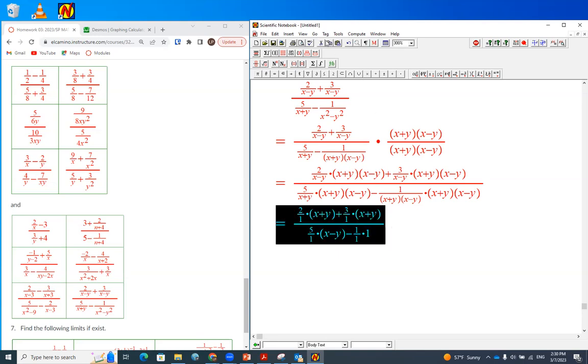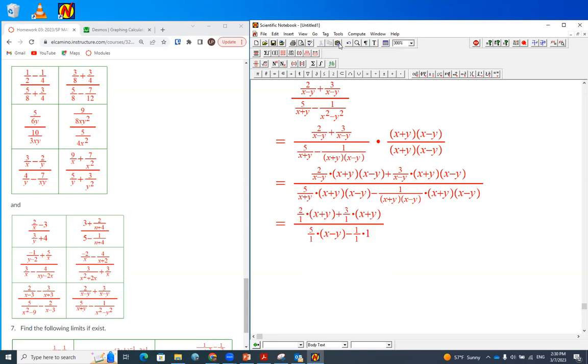Okay, so in the end, we have 5 times x minus y in the bottom, and this is just 1. The top is 2, and this is 3. And we probably attempt to see if we can reduce it, right? So on the top, we have 2 times x plus y plus 3 times x plus y. So that's really 5 times x plus y.